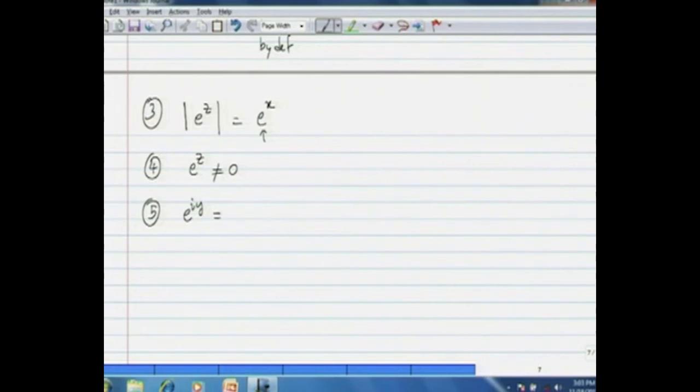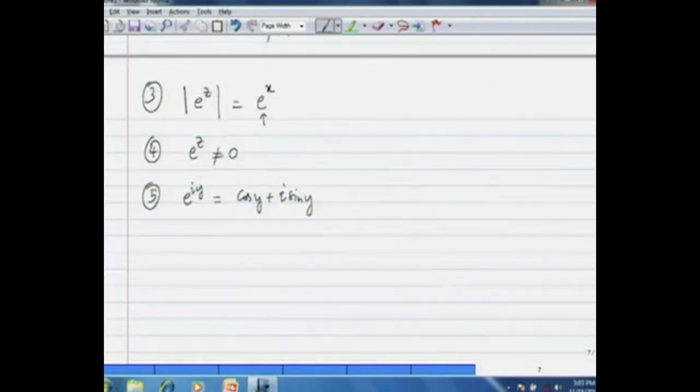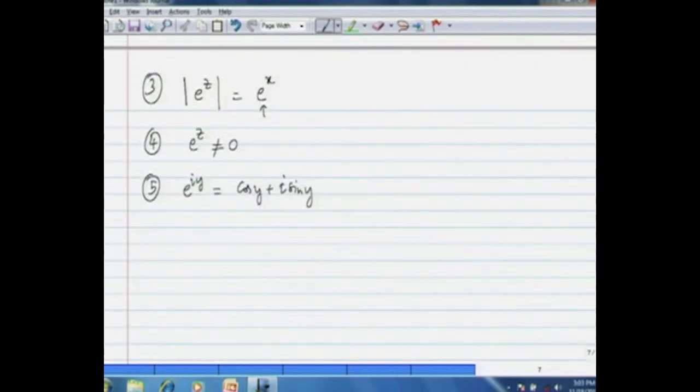And then e power i y is cosine y plus i sine y. That is because you can just take x to be 0, okay, and you get that. And the sixth property, that if you have e power z equals alpha, a complex number, okay, then if you look at this equation where alpha is a complex number, this has this equation.